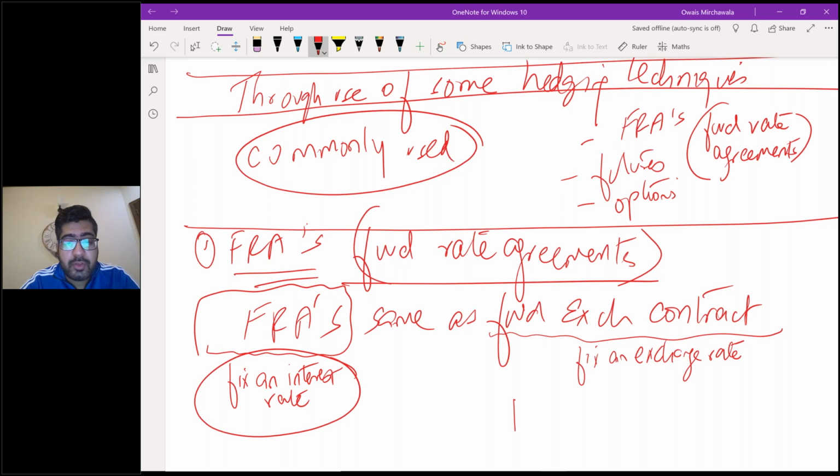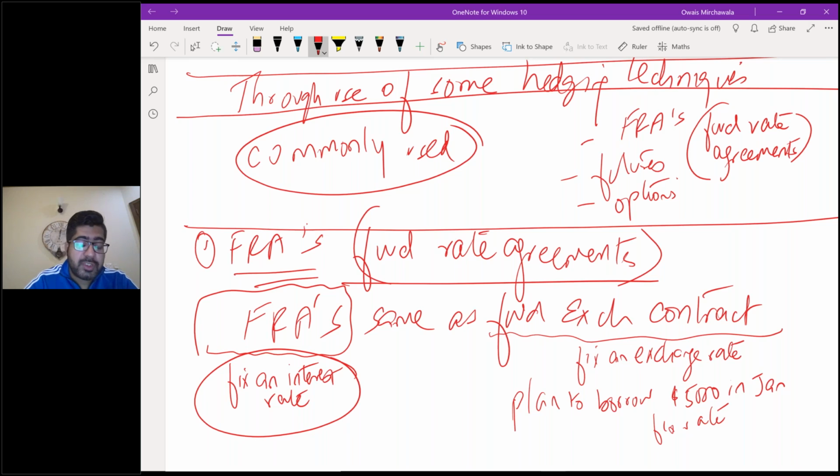For example, you plan to borrow 5,000 in January, after 2 months. There's always a risk that interest rates may go up. Fix a rate. Go to the bank, enter into an FRA. Okay, we will fix the rate at 10%. And whatever the rate in the market is in January, you will still get 10%. This is FRA.